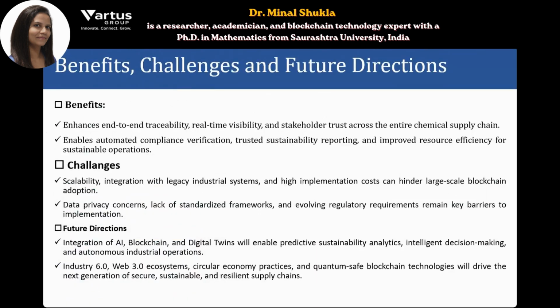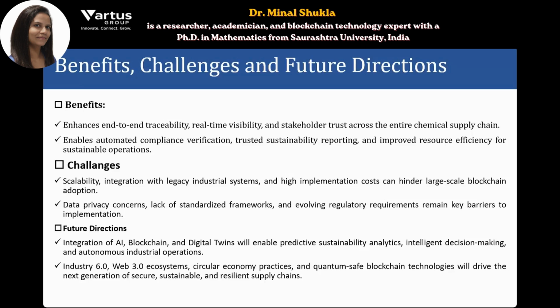So what are the benefits, challenges, and future direction? The benefits are: enhanced end-to-end traceability, real-time visibility, and stakeholder trust across the entire chemical supply chain; automated compliance verification, trusted sustainability reporting, and improved resource efficiency for sustainable operations. Challenges are scalability, integration with legacy industrial systems, and high implementation cost, which can hinder large-scale blockchain adoption. Data privacy concerns, lack of a standardized framework, and evolving regulatory requirements remain key barriers to implementation.